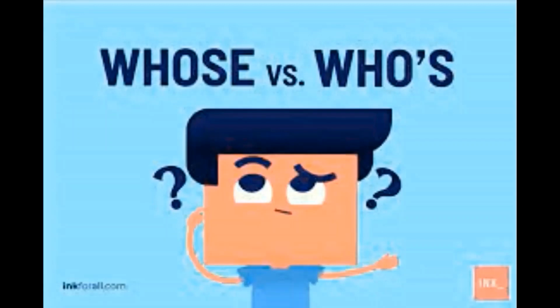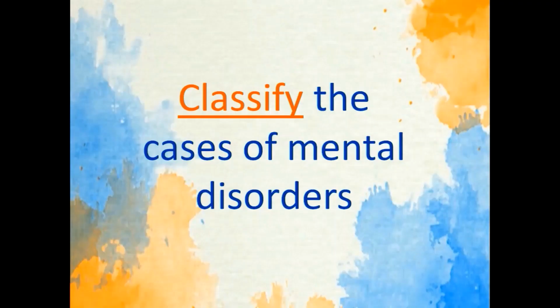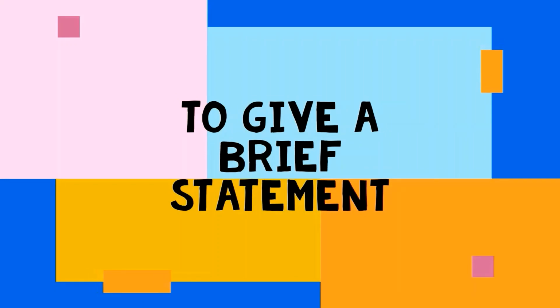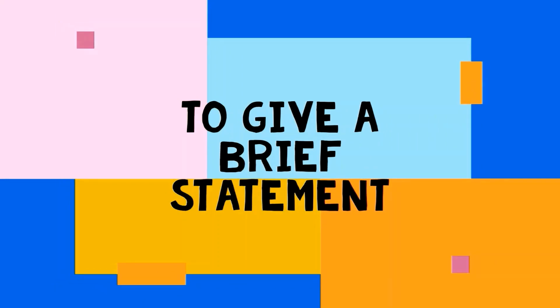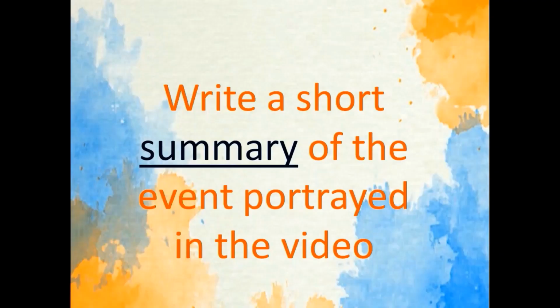Classifying. Determining that something belongs to a category. Alternative names: categorizing and subsuming. Example: classify the cases of mental disorders. Summarizing. It means giving a brief statement of the main points of something, or abstracting a general theme or main points. Alternative names: abstracting, generalizing. For example, write a short summary of an event portrayed on a video.